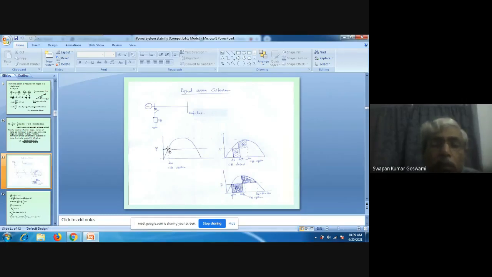Now at this point, we are assuming input power is equal to output power. So this is the output power curve, and this is the intersection. So this is the operating point. Delta 0 is the operating angle at this steady state condition. At this situation, input and output are the same, and we are assuming that there is no loss inside the machine. So we are considering a lossless machine. So input is equal to the output.